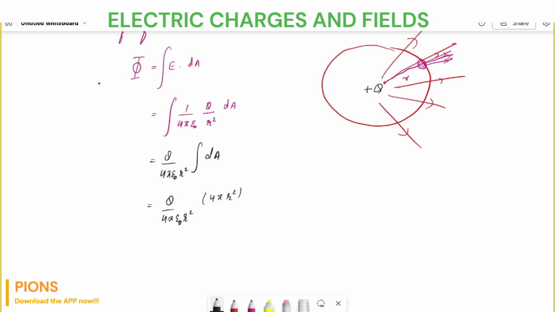So from where this arrives? Maths, integration. There you will understand how integration of a sphere's area will give you 4 pi r square, and if you are dealing with a circle, it will be pi r square. Be very careful, there is a difference between sphere and circle. So don't get confused between that. So flux phi will be this. Let's cancel out 4 pi with 4 pi and r square with r square. We got our flux phi as q, which is enclosed in this surface, upon epsilon naught. So this is our proof of Gauss's law.